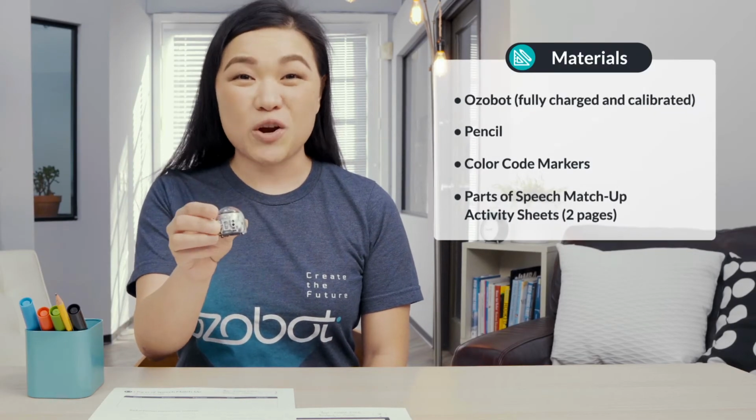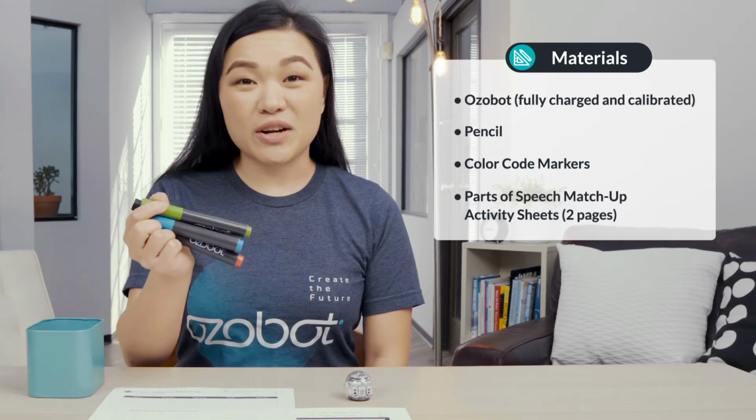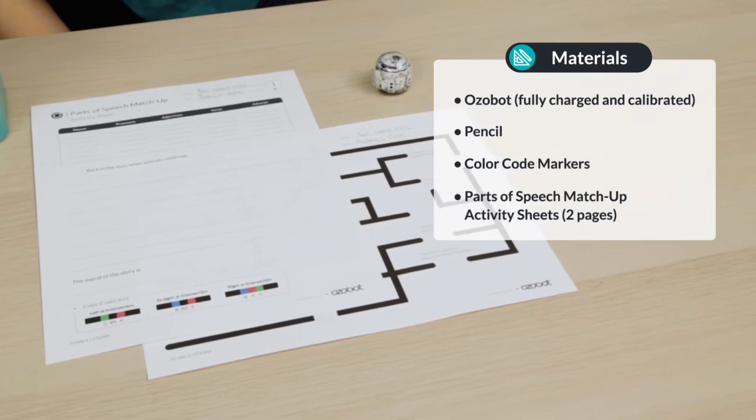Put on your imagination cap. Today you will get creative coding with Ozobots and writing a short fable. For today's lesson, you will need an Ozobot, fully charged and calibrated, a pencil, color code markers, and 2 pages of your parts of speech matchup activity sheets.